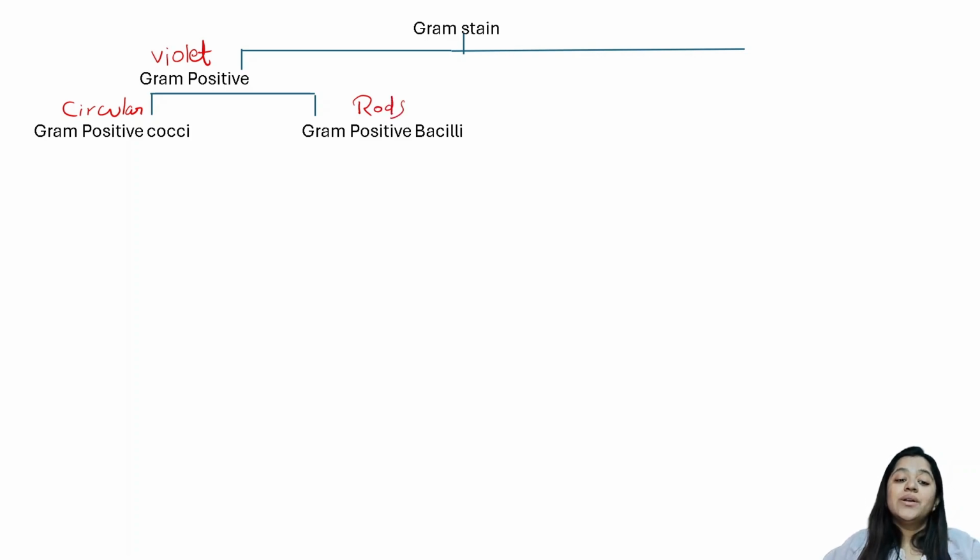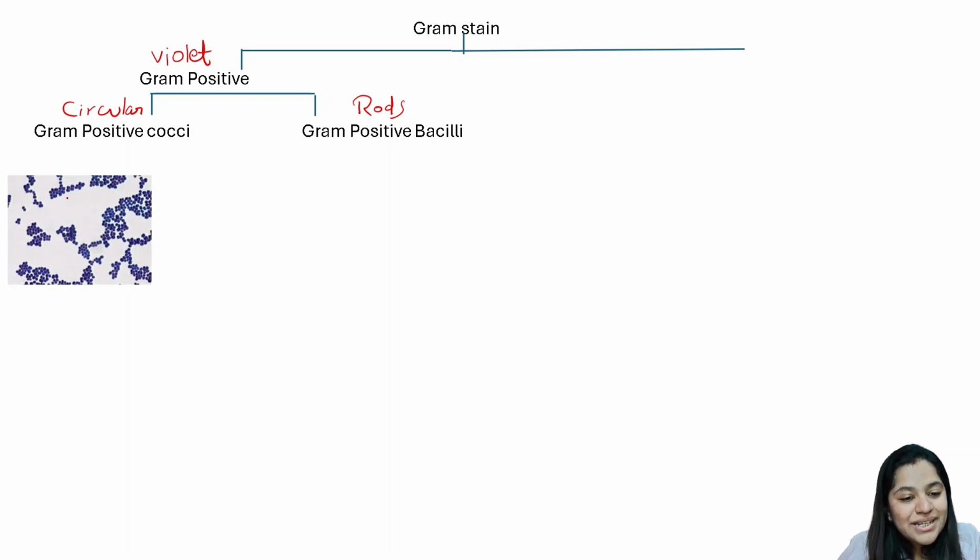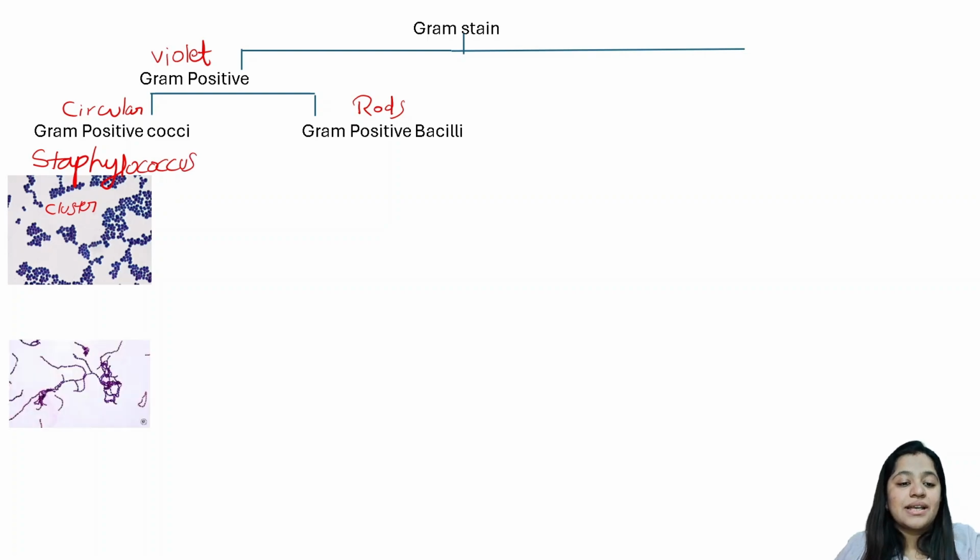Now, in your gram positive cocci, if they are appearing in a bunch, in a cluster, like a bunch of grapes, this is your Staphylococcus. Clear? Sometimes you get these direct images. Next is, if these gram positive cocci appear in a straight chain, you see, if they are appearing as a straight chain, then it belongs to Streptococcus species. Understood? These are very important images.